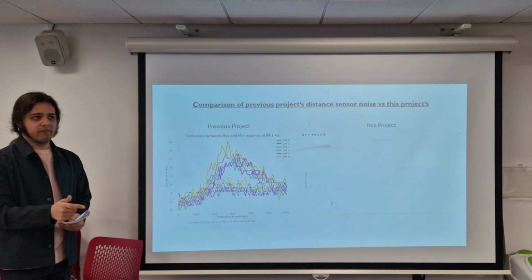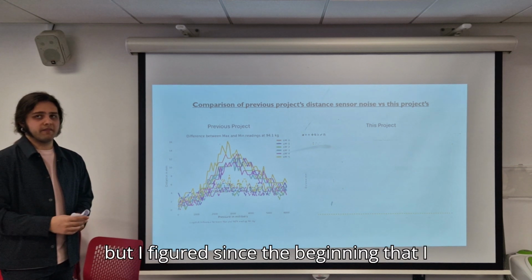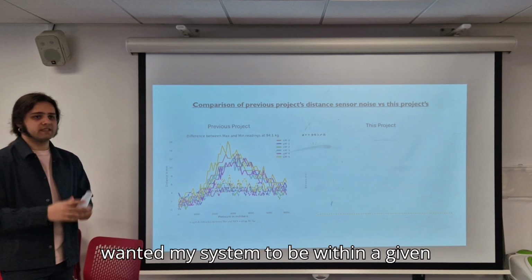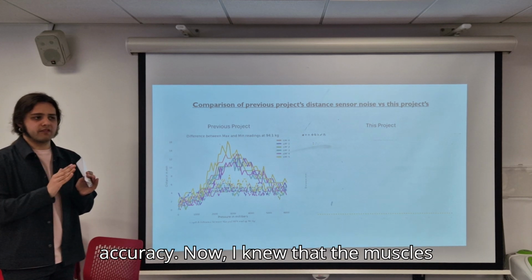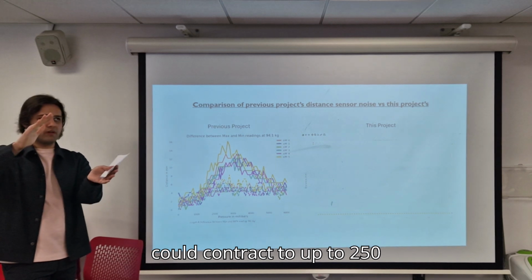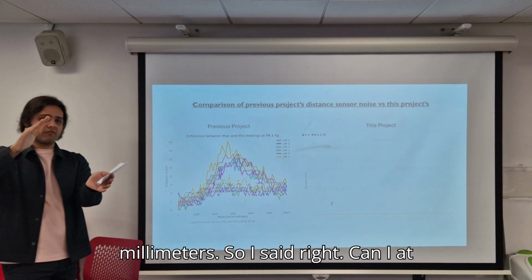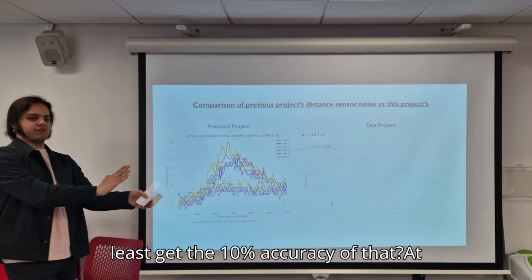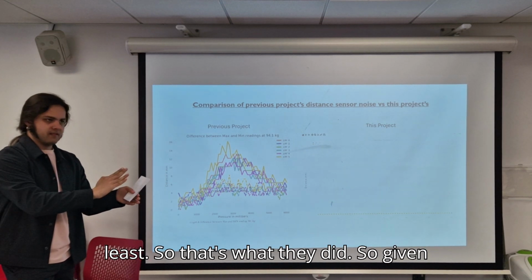I set it because it wasn't declared anywhere in the brief, but I figured since the beginning that I wanted my system to be within a given accuracy. Now, I knew that the muscles could contract up to 2,500 millimeters. And so I said, right, can I at least get 10% accuracy of that? At least. So that's where it came from.